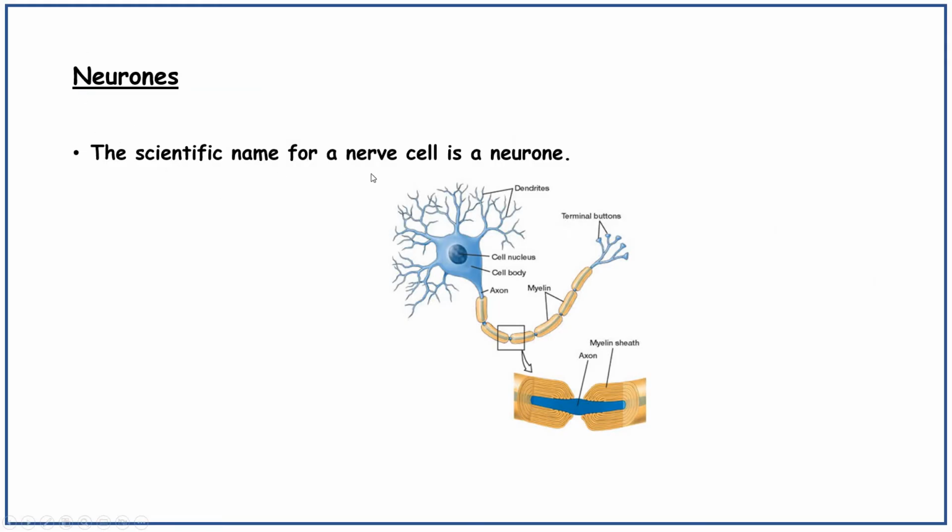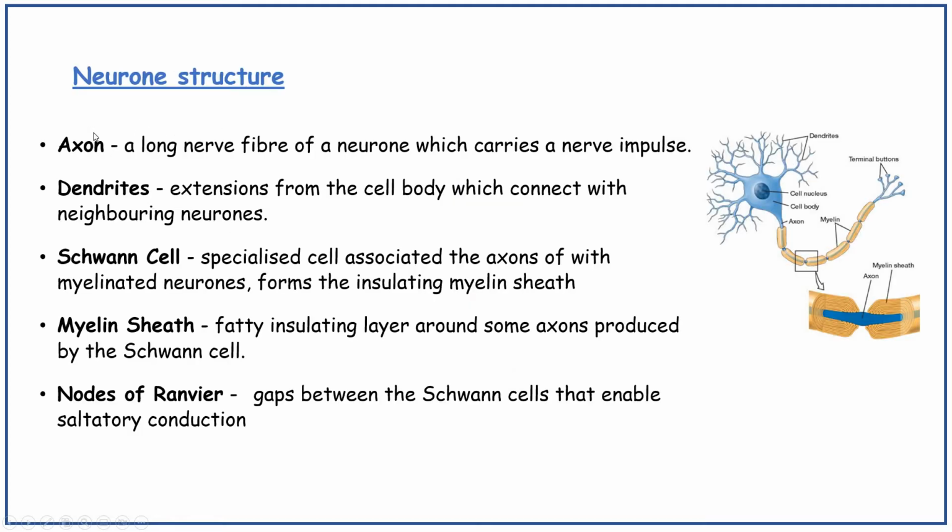Neurons are the scientific name for a nerve cell, so it is a neuron. The neuron structure has an axon, which is a long nerve fibre of a neuron which carries a nerve impulse. There are dendrites, which are extensions from the cell body which connect with neighbouring neurons.